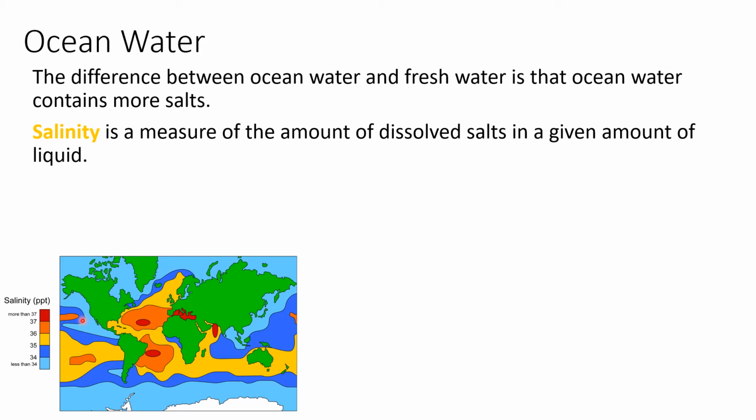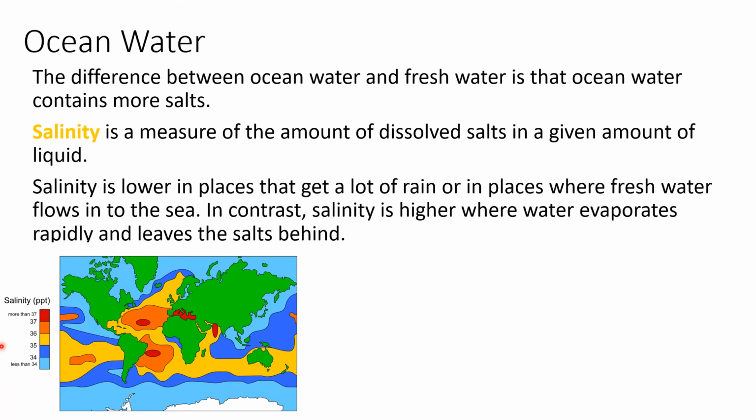Okay. So what that means is if you have 1,000 molecules of water and a salinity of 37, what that would mean is you've got a container that has 1,000 molecules in it. That's seawater. All right. 37 of those molecules are going to be salt molecules. That's literally what it means. Parts per thousand. All right. Salinity is lower in places that get a lot of rain or in places where fresh water flows into the sea. By contrast, salinity is higher where water evaporates rapidly and leaves salt behind.